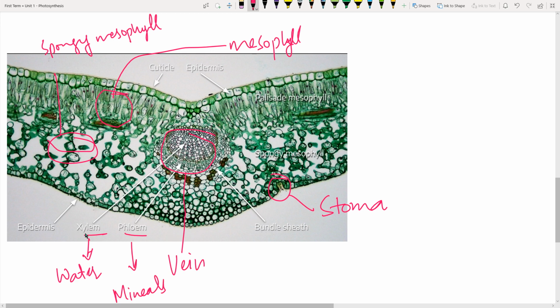So xylem only brings water, and this layer at the bottom is the lower epidermis of the leaf. And how do we know that this is the lower one? Because there are these stoma on the lower epidermis of the leaf. And on the top, how do we know it is the top of the leaf? As you can see, there's this tiny little yellowish layer on the top, that is the upper cuticle, right? The cuticle layer of the leaf, the waxy layer, or the shiny layer, right?